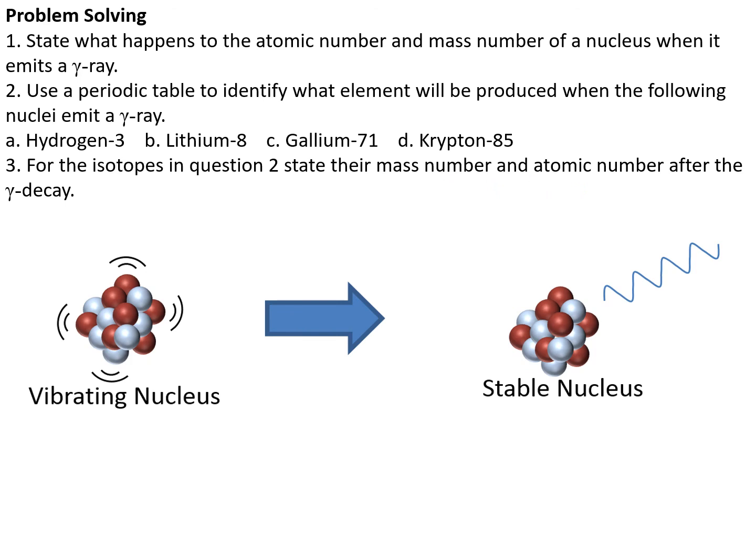And finally, let's look at some problem-solving activities. State what happens to the atomic number and mass number of a nucleus when it emits a gamma ray. Use a periodic table to identify what element will be produced when the following nuclei emit a gamma ray: hydrogen 3, lithium 8, gallium 71 and krypton 85. And finally, for the isotopes in question 2, state their mass number and atomic number after the gamma decay.